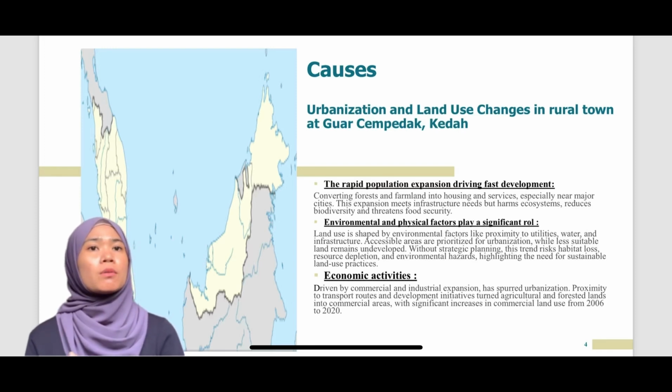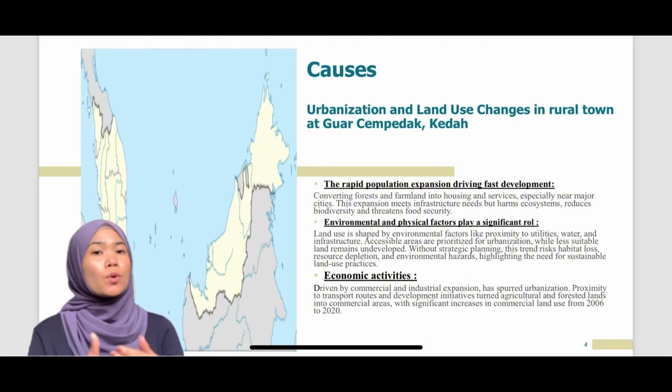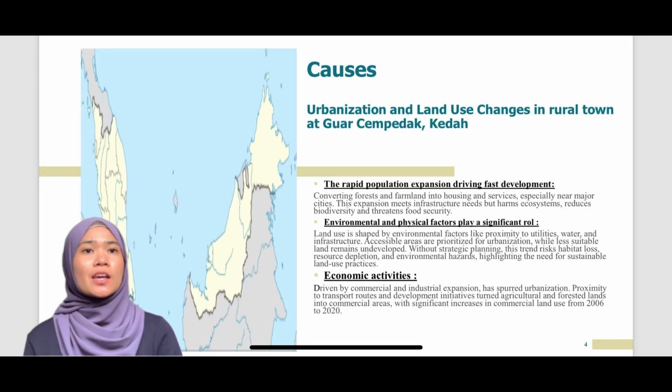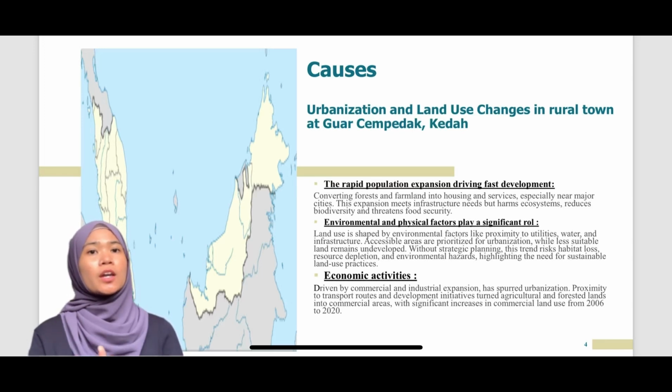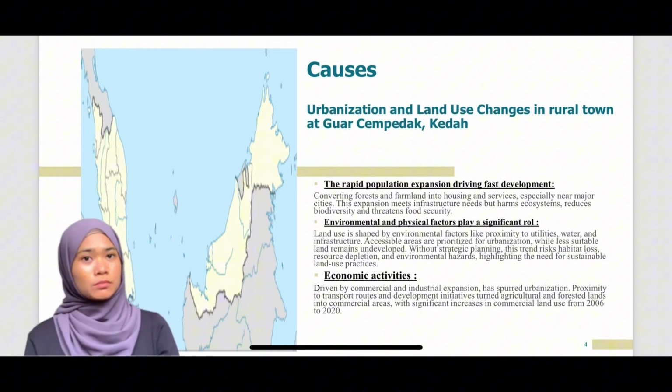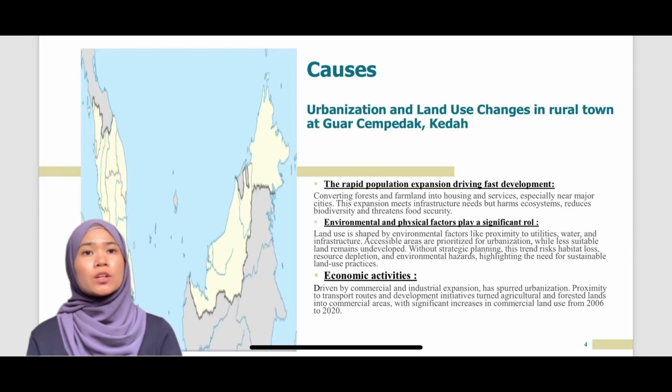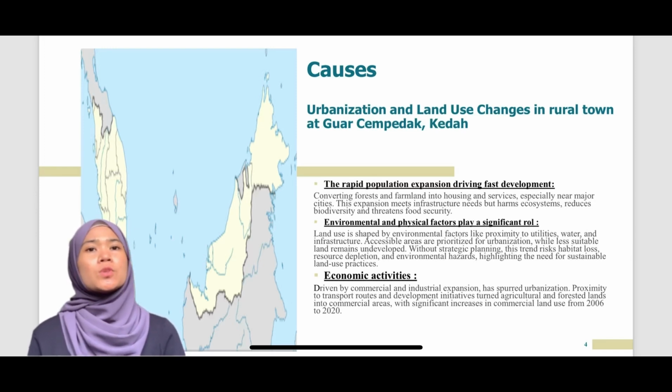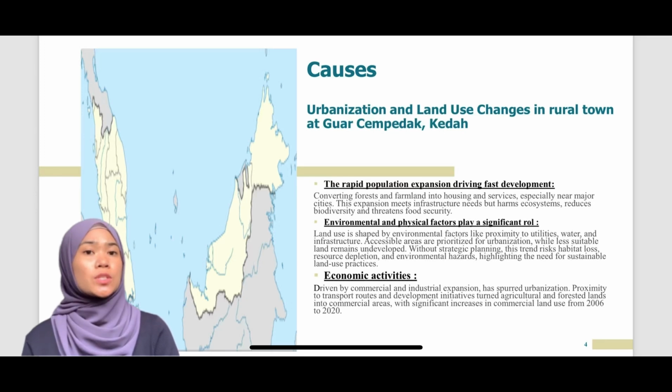Number 3 is economic activities. The growth of business and industry has led to more urbanization. As cities expand, there is a push to build near transport routes like highways and railways to make it easier to move goods and people. This has caused agricultural lands used for farming and forests to be turned into commercial areas, such as offices, stores, and factories.